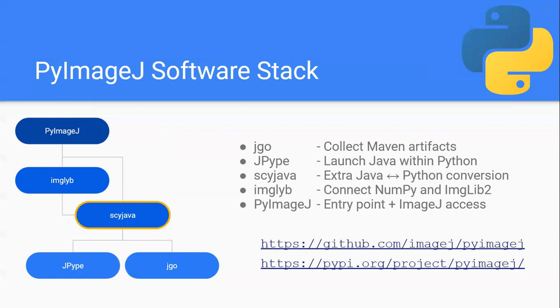SciJava adds on some utility and convenience for interacting with the lower layers. And imglyb manages the data structure conversion going between NumPy and ImgLib2 images. And then PyImageJ is at the top, and that provides the application level interface and an entry point. So as a new user, you would want to start with the PyImageJ documentation, which is available on GitHub and PyPI.